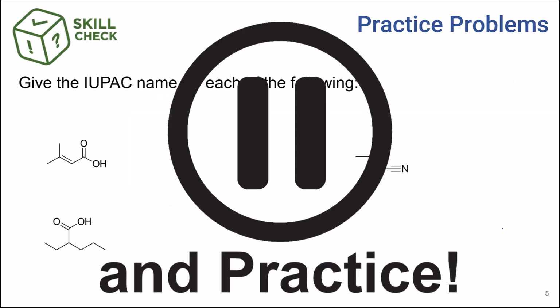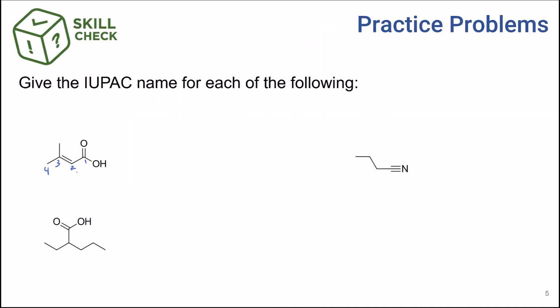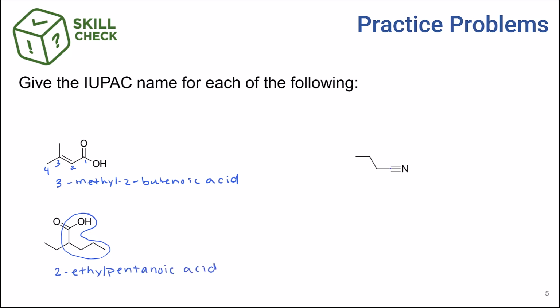So if we were to name these, without the alkene would be butanoic acid. We're going to list the methyl first. So this is 3-methyl 2-butanoic acid. Here's my long carbon chain. I have an ethyl at 2, pentanoic acid. And this becomes butanonitrile.